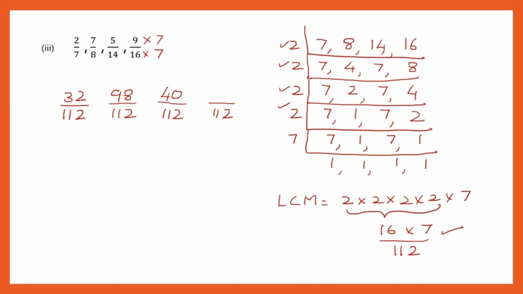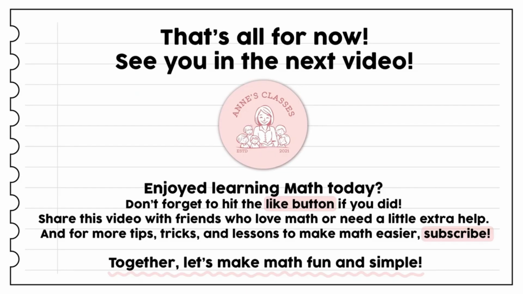9 sevens are 63. So can you see, children? We have converted the set of unlike fractions given to us in the question to like fractions where the denominator is the same. We'll stop with that for now, children.